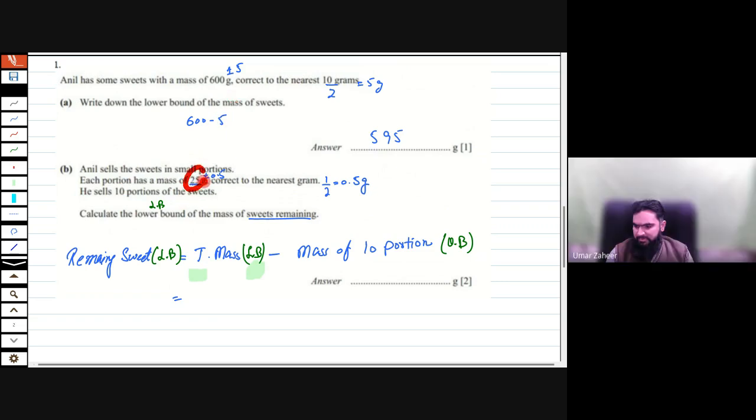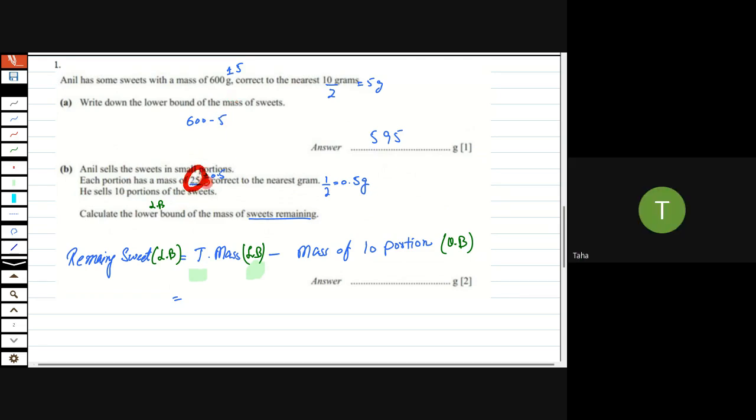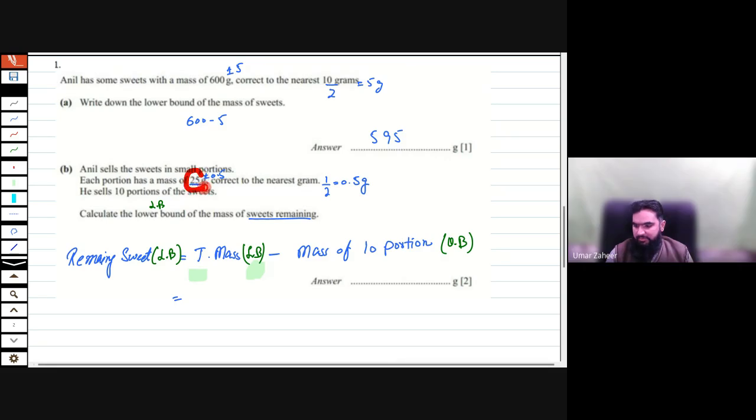Why will it be 350? 250 minus 600 is 350. No, no, no, no. Multiply. It is 25 multiplied by 10, that is 250. And 600 minus 250, that will be 350. The final answer will be 350. Okay. So in general form, the remaining sweets is equal to the total mass minus the mass of these 10 portions. Obviously, when you subtract from the total mass, you will get the remaining sweets.